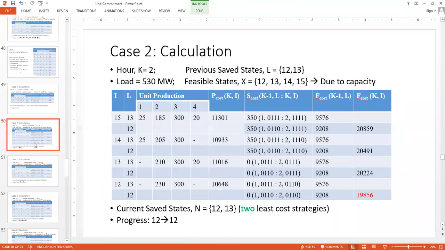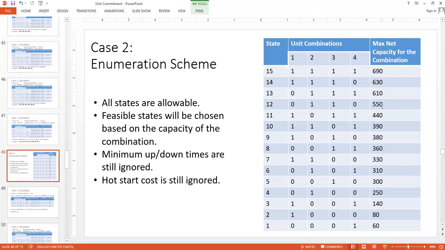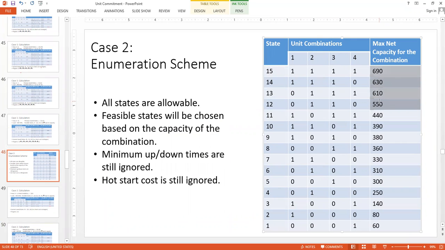Now let's go to hour number 2. So the load has increased to 530. So what are the states that are feasible? Again, 530. So let's go back and check the capacity ordering. So 530 means still 12, 13, 14, and 15. Only these 4 are possible. So these 4 are feasible because the demand is 530. So 440 is not enough. So 12, 13, 14, and 15 are the feasible states still.